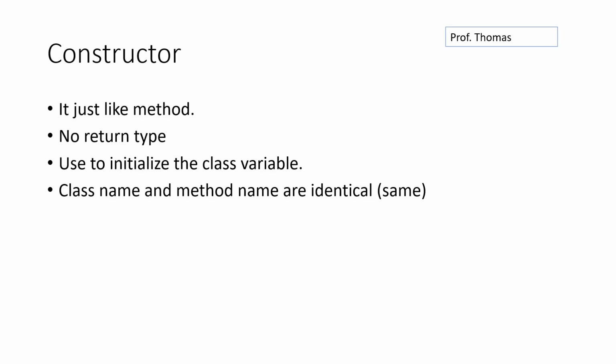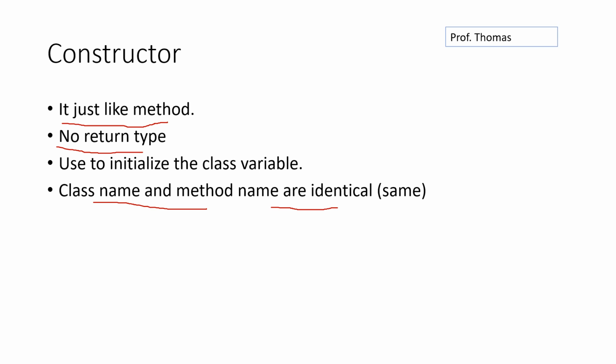The constructor is just like a method, but it has no return type, just like void, int, double, float, etc. The class name and the method name are identical.